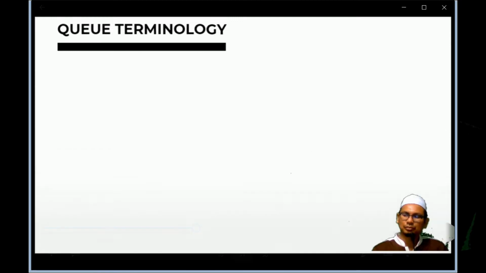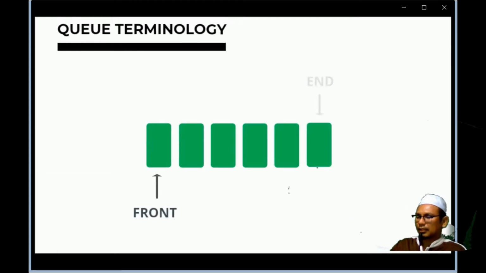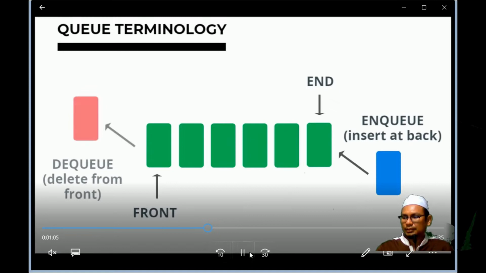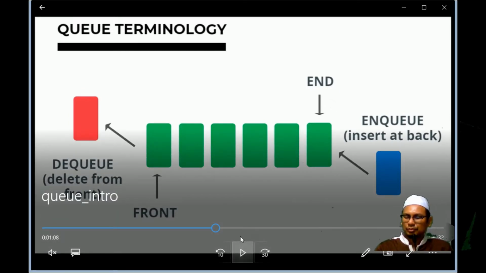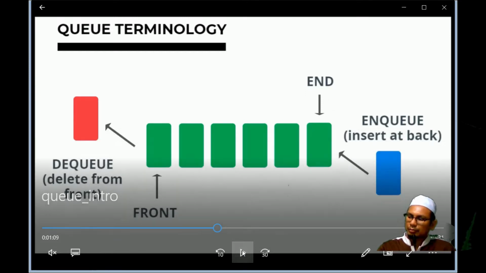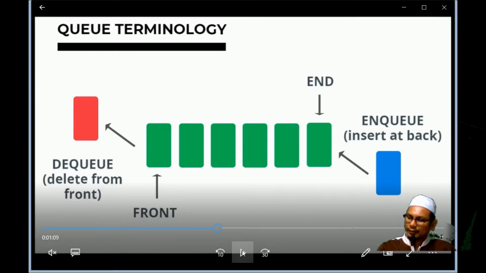Let's see the queue terminology. Okay, in the list it has a front and an end. So a newly inserted item will be placed at the back. Meanwhile, in order to remove an item, we remove from the front.